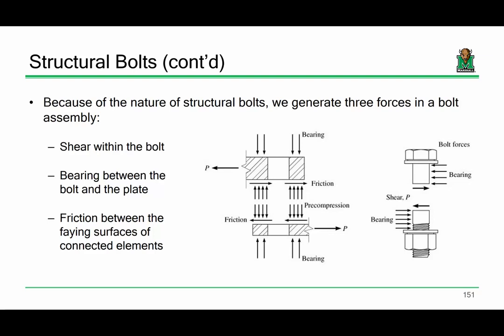Force number three: if you have member A and member B, smack them together, and stick a bolt through, what happens when you tighten that bolt super tight? The two plates get closer and closer together, and so when you yank on them, you get friction. So the three limit states we have to assess relate to those three forces: the shear on the bolt, the bearing on the plate, and the friction between the two surfaces.